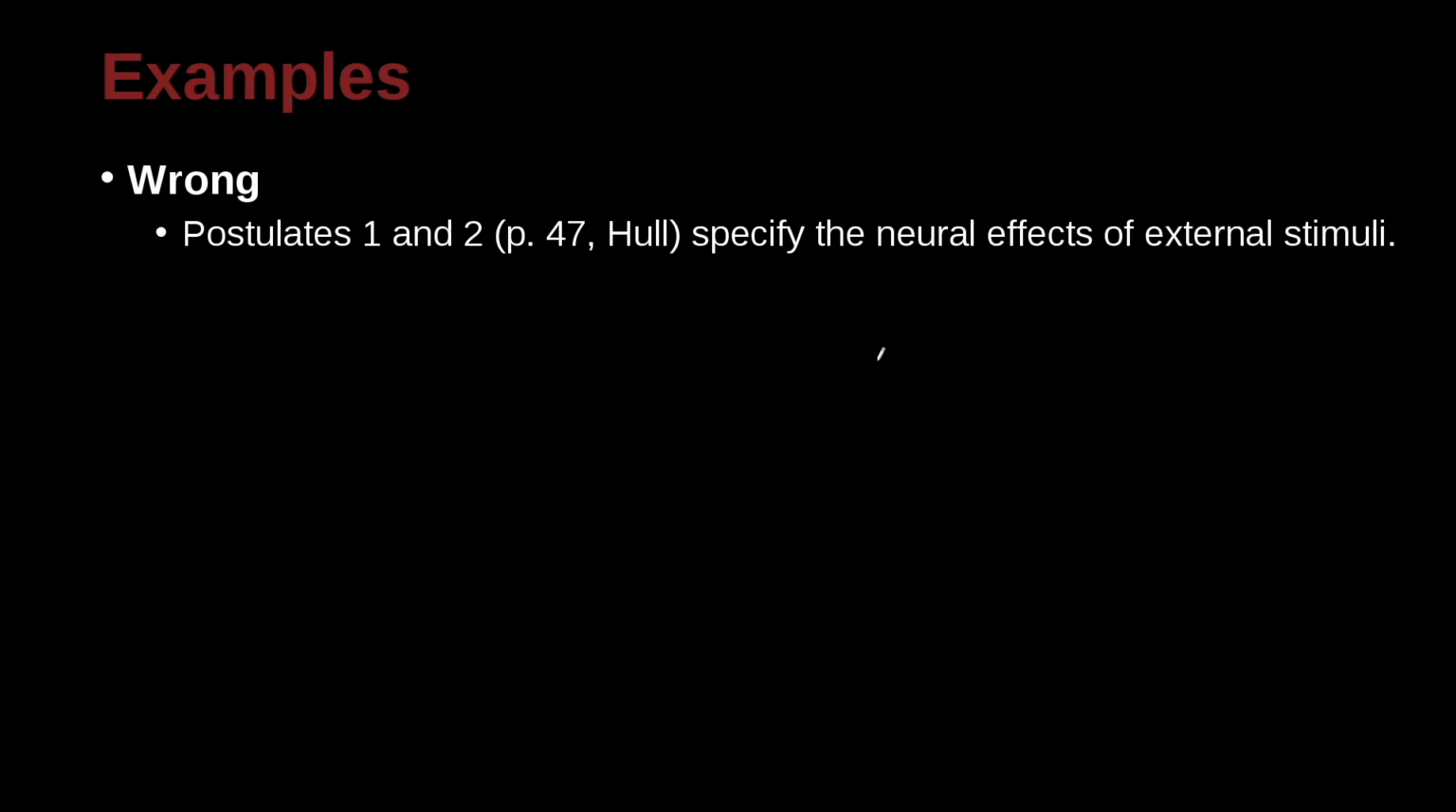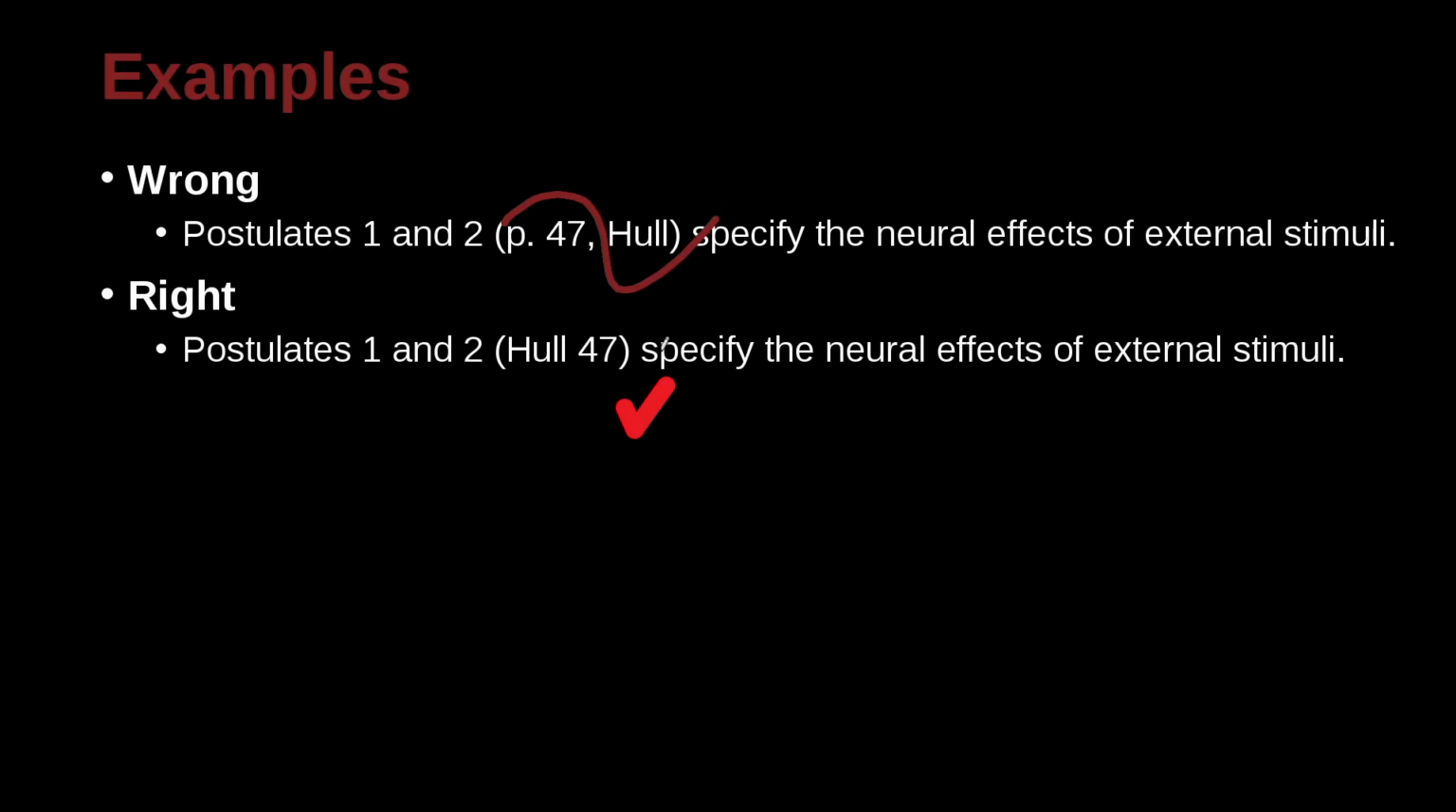Postulates 1 and 2, page 47 of Hall, specify the neural effects of external stimuli. And of course, this is a little bit strange, right? This looks like it's backwards. So the correct answer would be Hall, no comma, 47. What is 47? That's the page number.